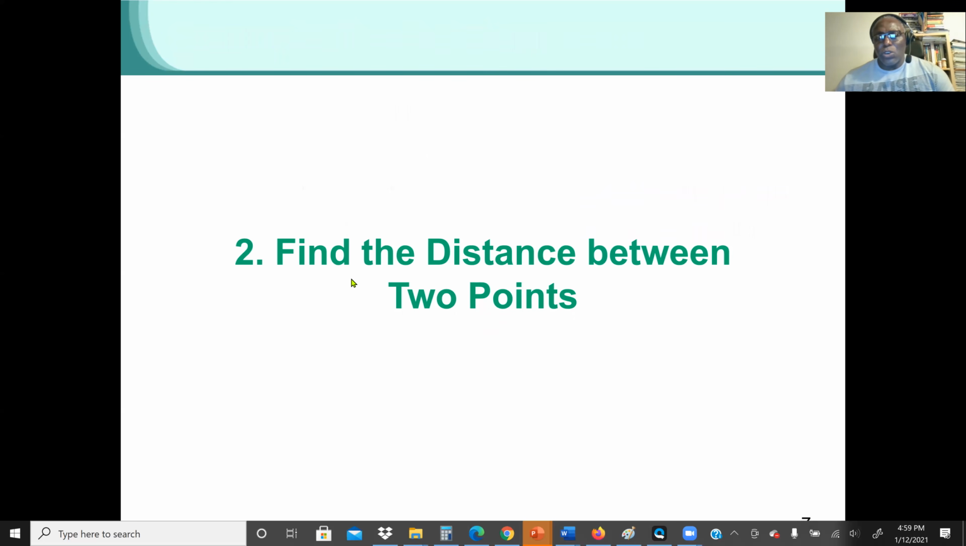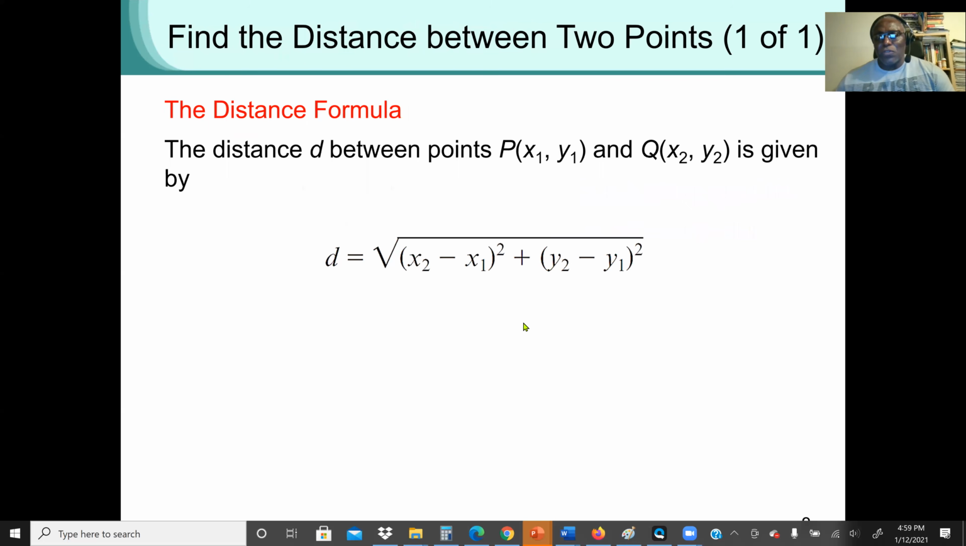Now, next, we're going to learn how to find the distance between 2 points. We have a special formula here. We discussed that a point always has 2 coordinates, the x and y. So if we have 2 points, let's say P and Q, and P's coordinates are x1 and y1, Q is x2 and y2. Now, to find the distance between P and Q, it will be the square root of (x2 - x1) squared plus (y2 - y1) squared.